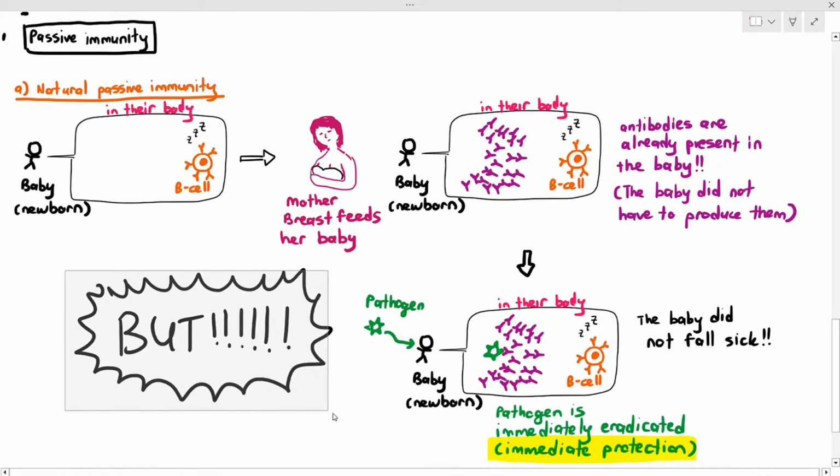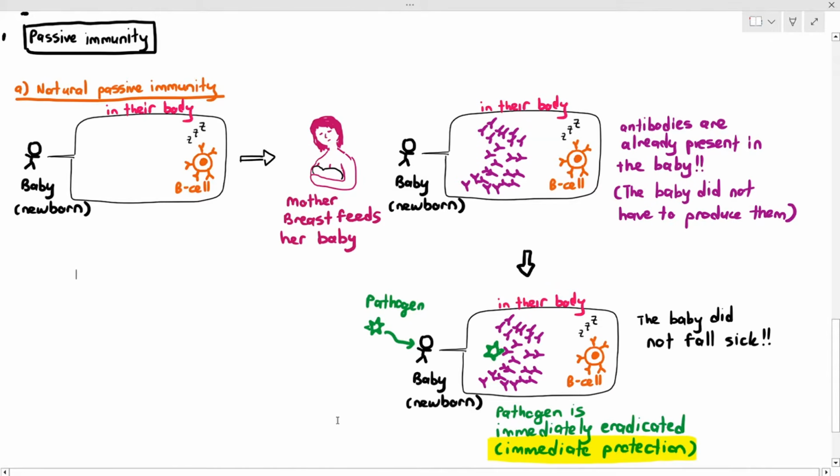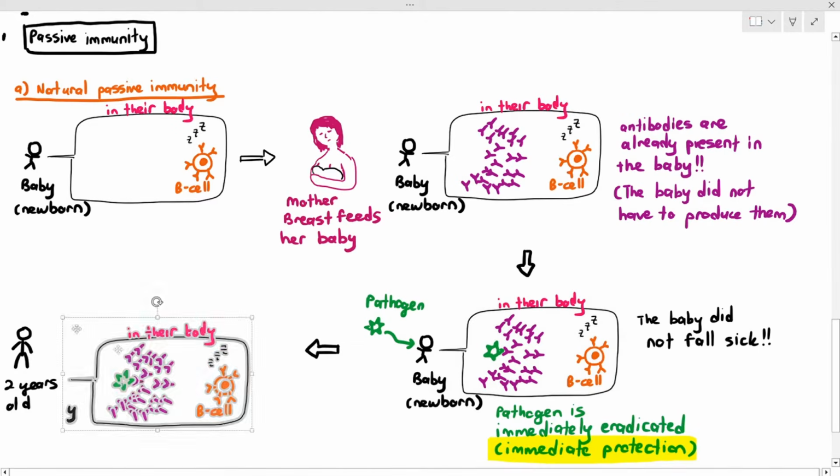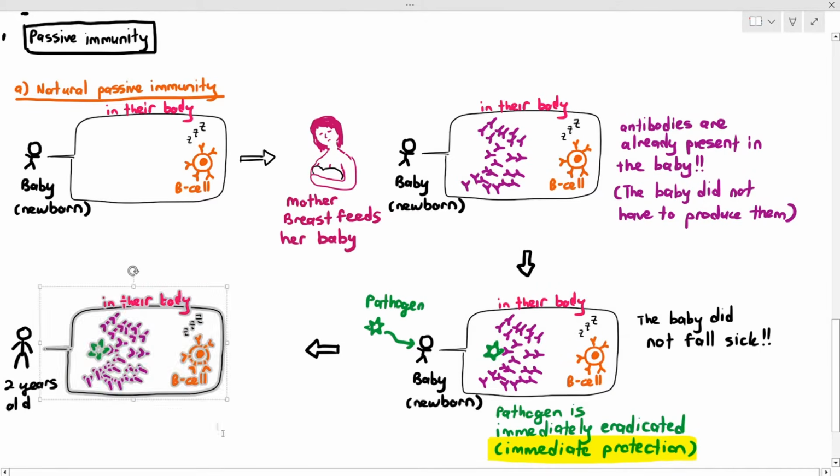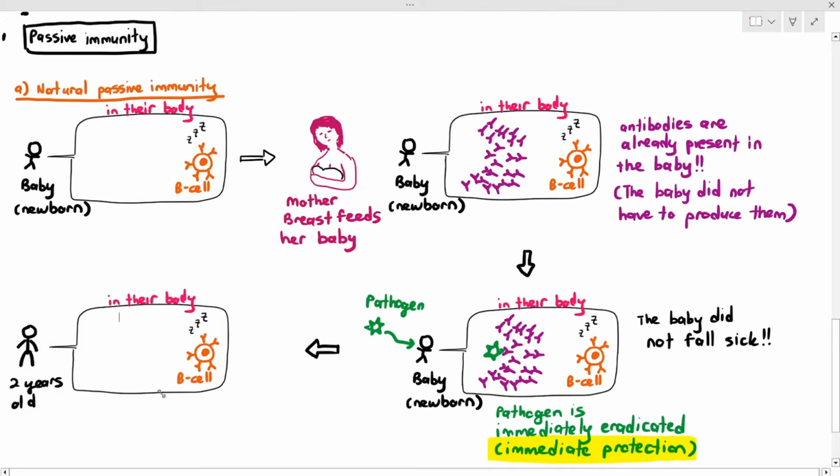If you're a lazy person, you're like, oh, this passive immunity sounds good. However, there is an important condition to passive immunity. The important condition here is as follows. Imagine now the baby grows up and the child, we don't call it a baby anymore, the toddler is now 2 years old. And let's say the mother has stopped breastfeeding the child, right?